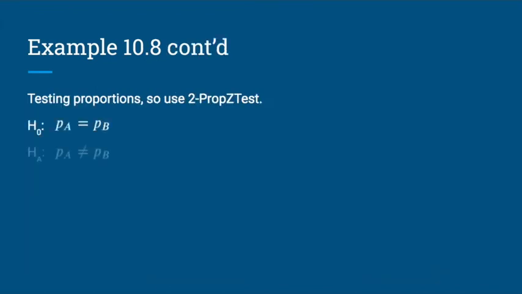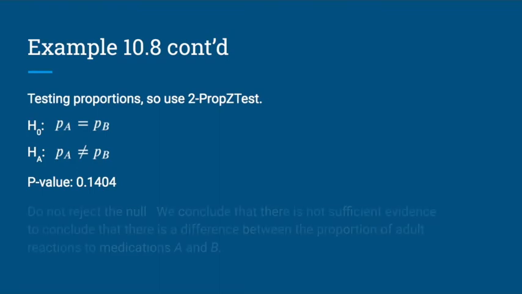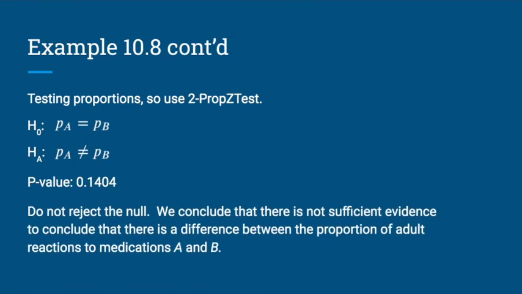So our null hypothesis, alternative hypothesis, this is our p-value, 0.1404. So we were testing at the 1% significance level, so we're comparing this to an alpha of 0.01, and we can see that this is quite a bit higher than 0.01, so therefore we would decline to reject the null hypothesis, and we conclude there's not sufficient evidence to conclude that there's a difference.